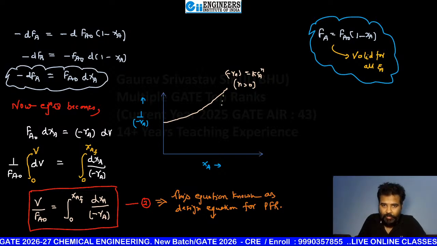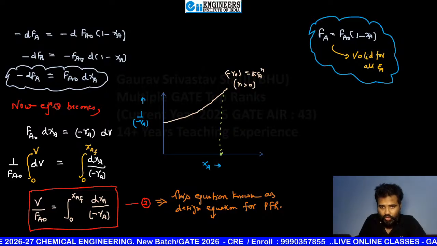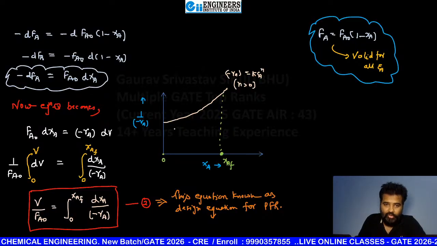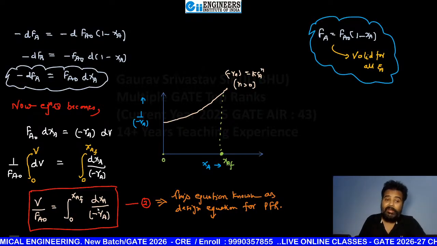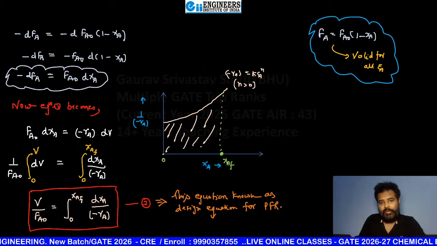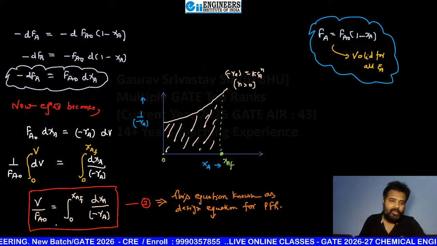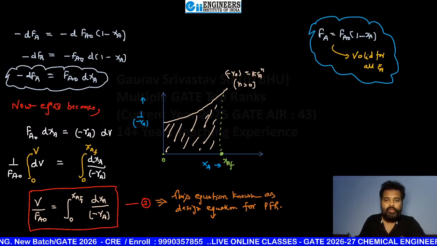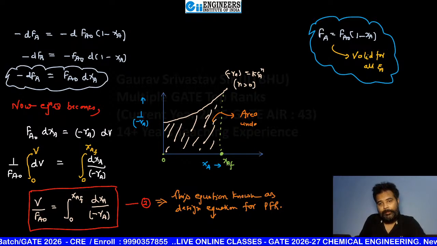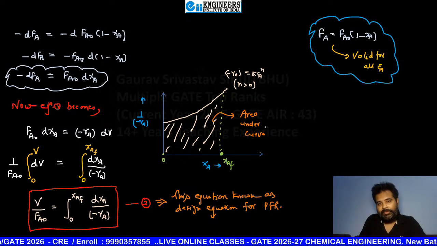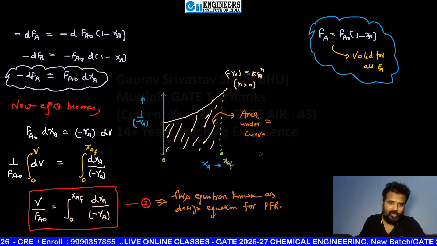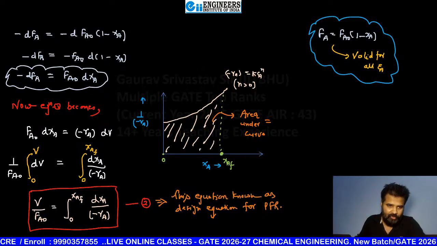Now on this graph, if this point is XAF, and clearly this is your 0, then the area under the curve till XAF is going to provide you the integration value, the integral of dXA by (1 by minus RA) from 0 to XAF. So what is the value of this integral?